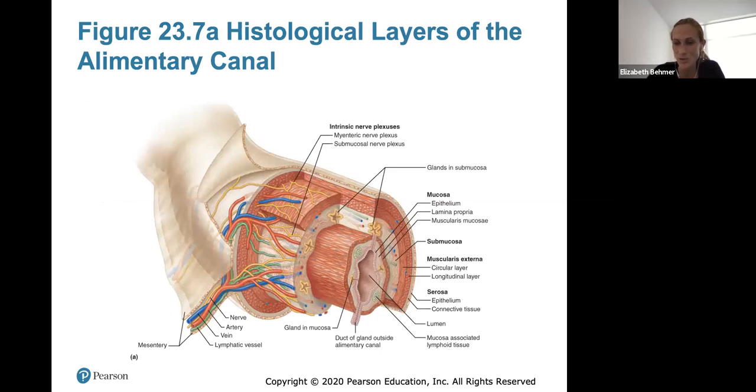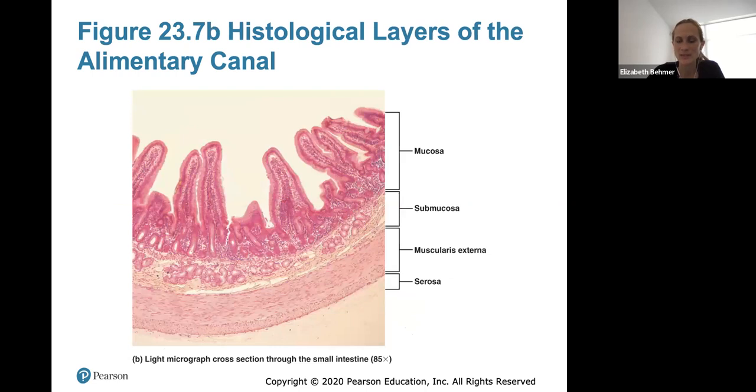Again, you should know the layers going from innermost to outermost, starting with the mucosa, submucosa, muscularis externa, and serosa. And again, these are the 4 layers. They are the same, starting in the esophagus to the anus. The thickness might vary a little bit, but the layers will remain the same. And you can see those layers here. And again, mucosa, submucosa, muscularis externa, and serosa. You should know those 4 layers in order.